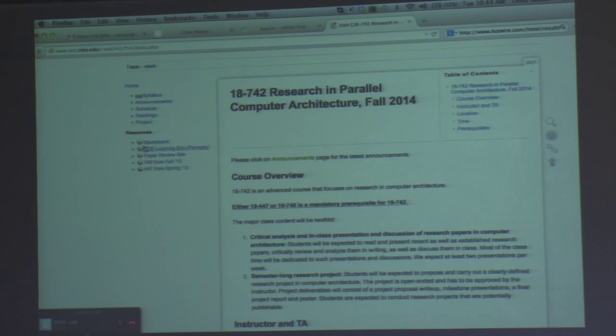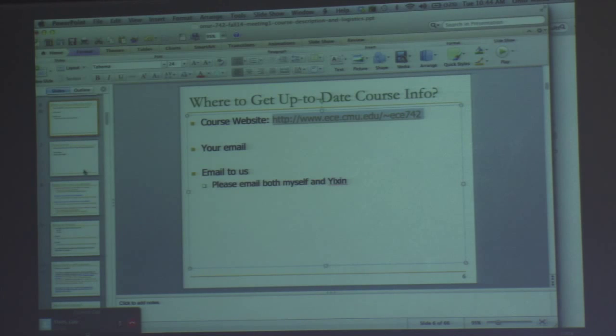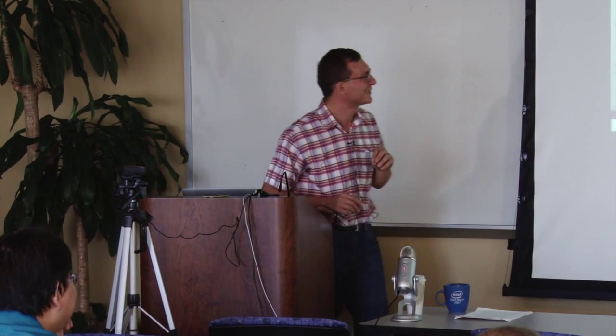And you can actually access the Blackboard too, if it's of any use. And you can certainly email us. Whenever you email, it's best if you email me and Yashin, unless you want only one of us to know something. You'll get much, much faster response if you email both of us. In fact, probably if you email Yashin, you get even faster response.